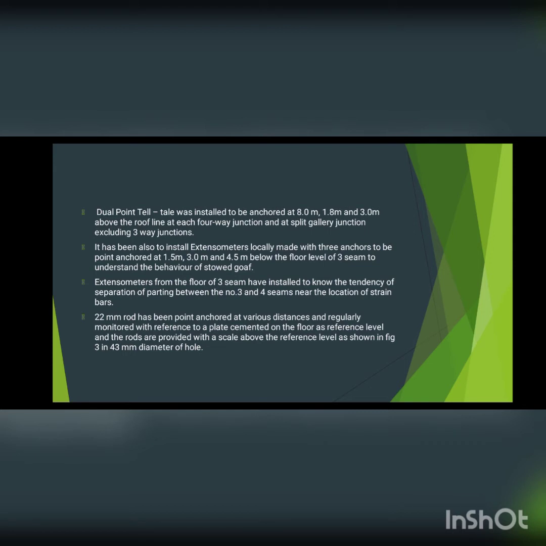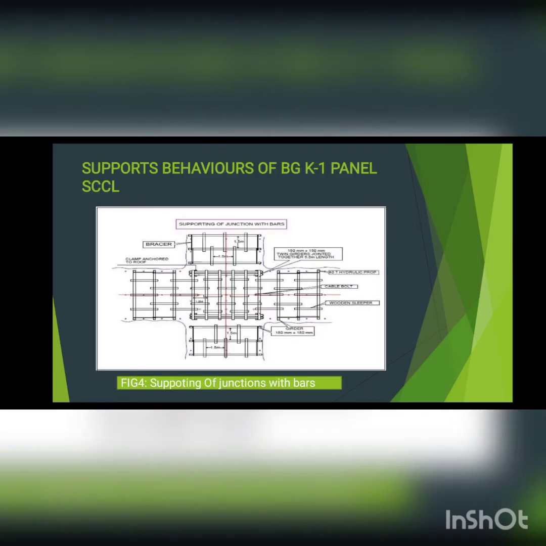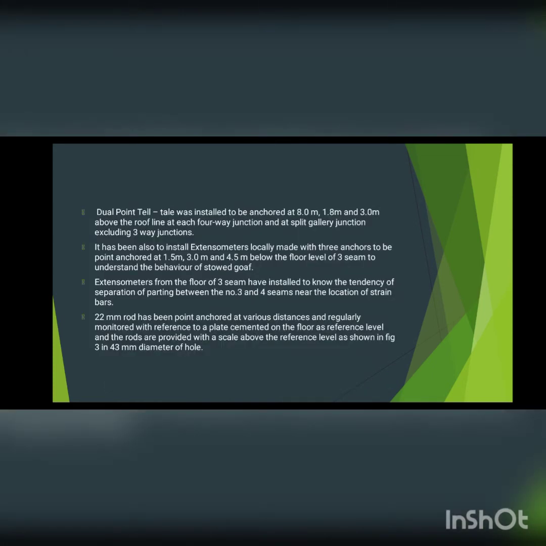And a 22 mm rod has been point anchored at various distances and regularly monitored with reference to a plate cemented on the floor as the reference level, and the roof is provided with a scale above the reference level, as shown in figure 3. So where exactly is figure 3? Okay, it was shown there. We can see the rods there which were installed.